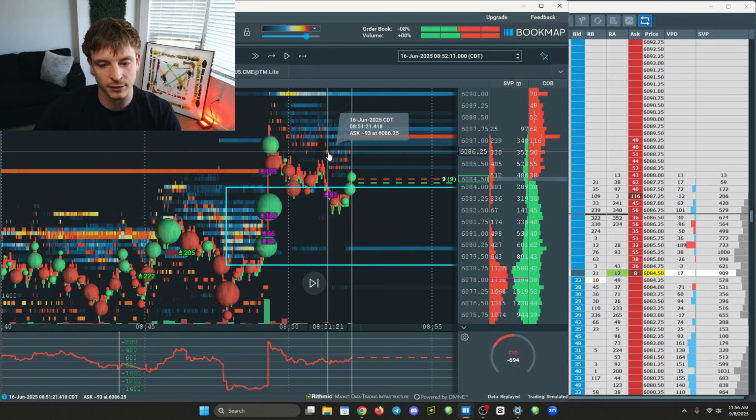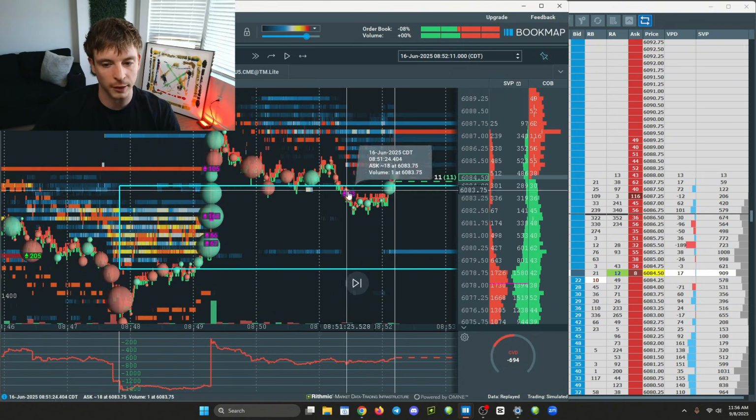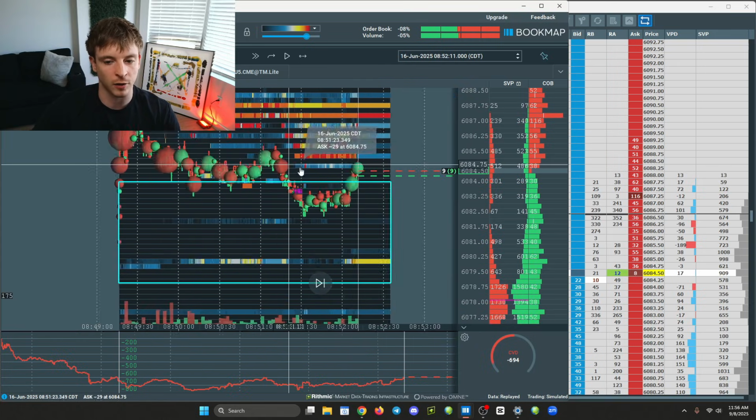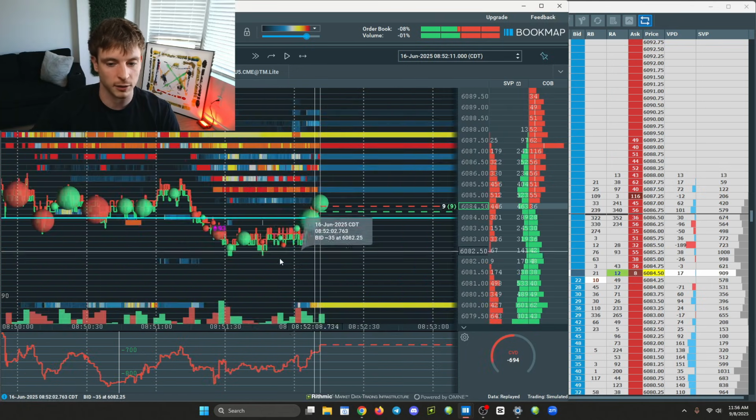So this particular setup is a little bit different in the sense where on this pullback, you can see how weak the volume becomes. Like barely any volume is transacting here. There's specifically like no selling here. So that's a good sign right there.